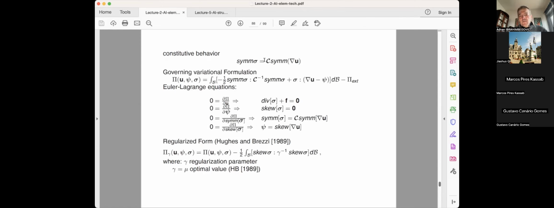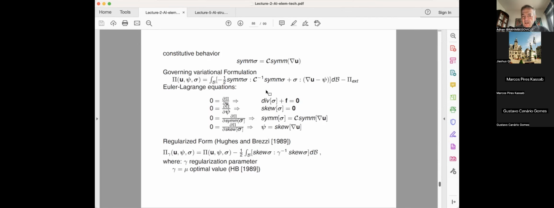So I can then build the constitutive equation for the symmetric part, that is symmetric sigma equal to the elasticity tensor times the symmetric part of the displacement gradient, the infinitesimal deformation tensor. And I can build my variational formulation suggested by Reissner, which basically has a complementary energy, 1/2 of symmetric sigma dot C^-1 times symmetric sigma, plus sigma dot (nabla U minus the infinitesimal rotation field). And this becomes a three-field principle, which depends on displacement, rotation, and the stresses.